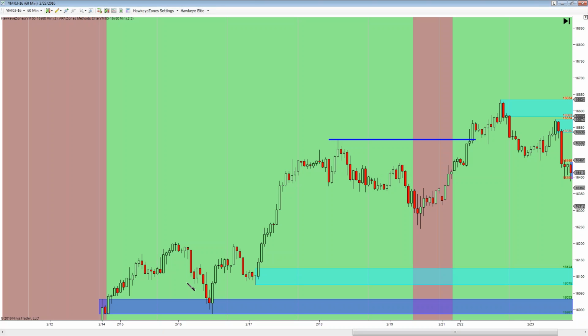So that's really how the zones were developed, because there's nothing out there like that when I was studying the bars. It was all support and resistance lines. Very, very rigid.